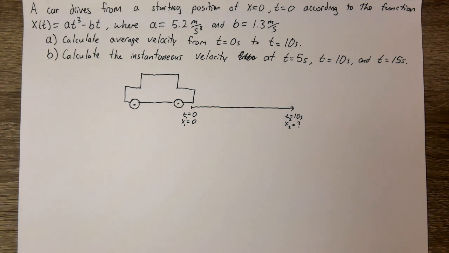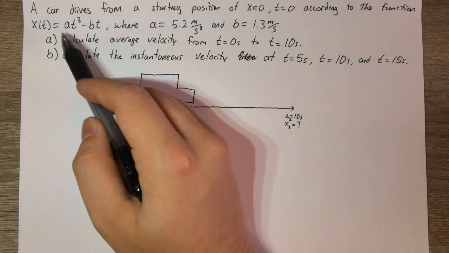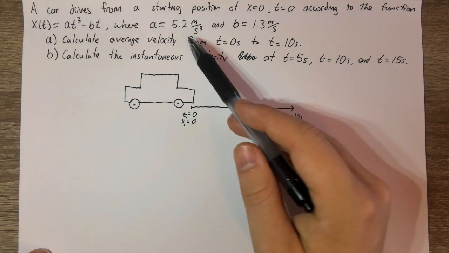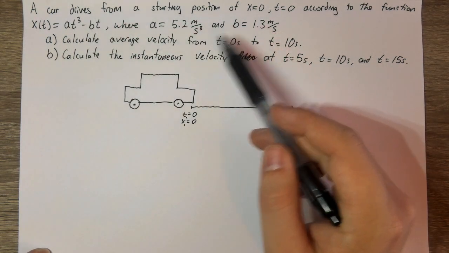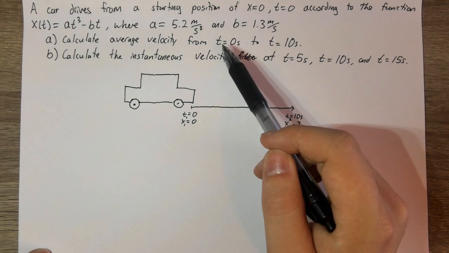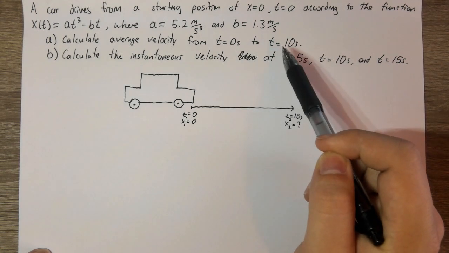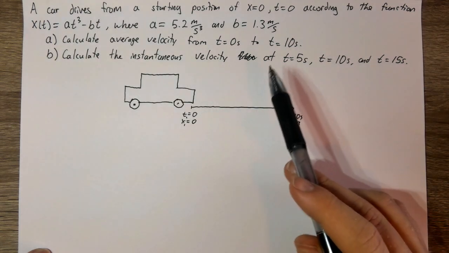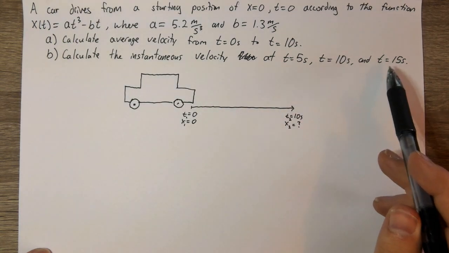A car drives from the starting position of x equals 0 and t equals 0, and its position changes with time according to this function here, where we have two constants a and b given here. And what we're asked to do is calculate the average velocity between t equals 0 seconds and t equals 10 seconds, and then calculate the instantaneous velocity at 3 different points in time.